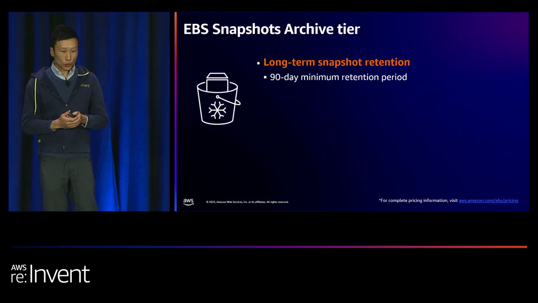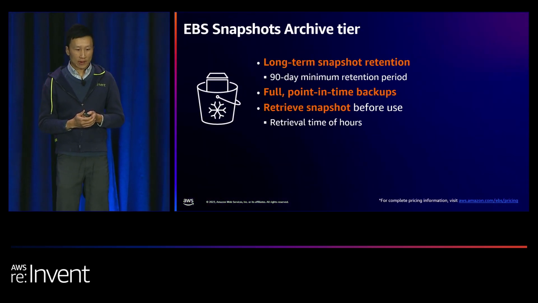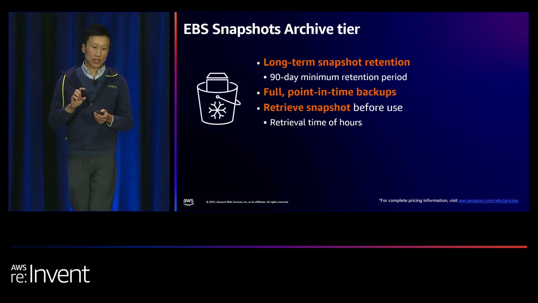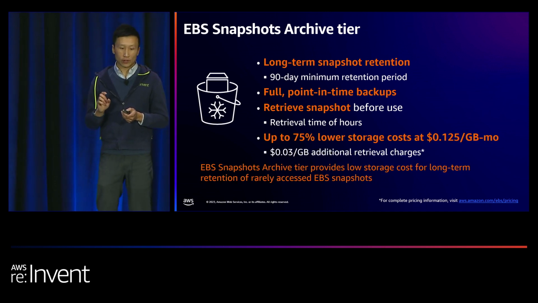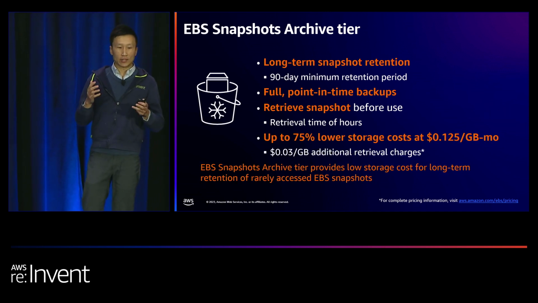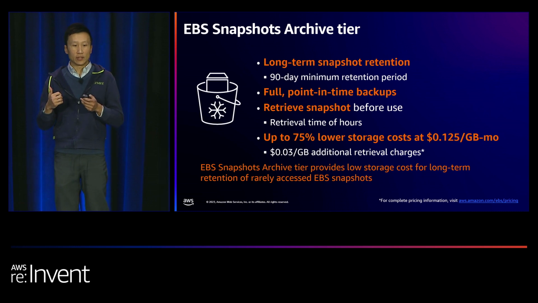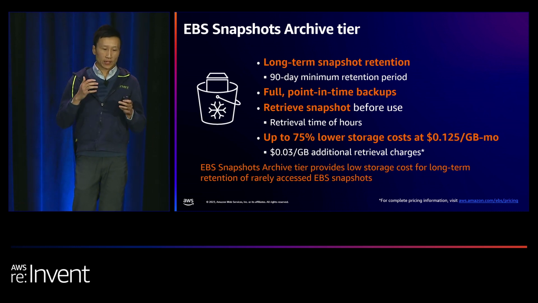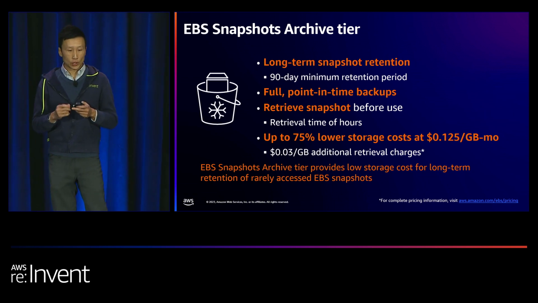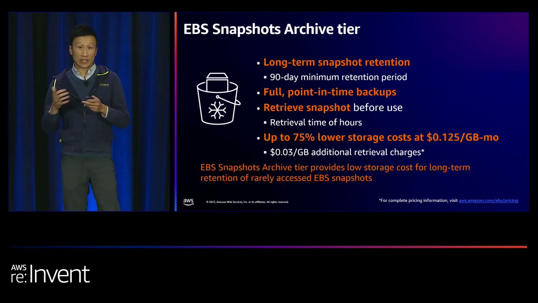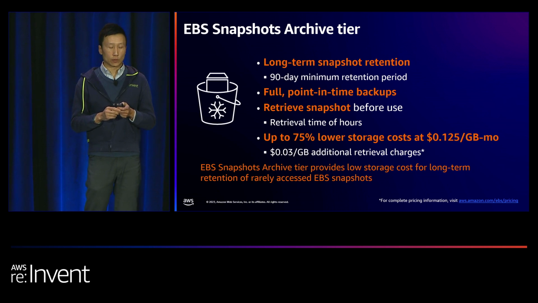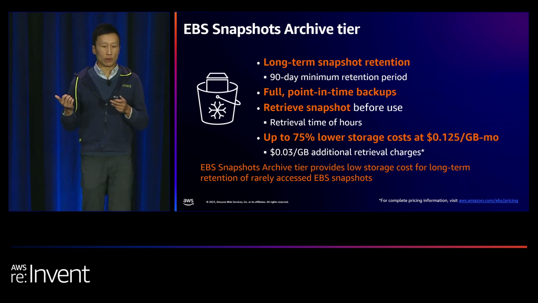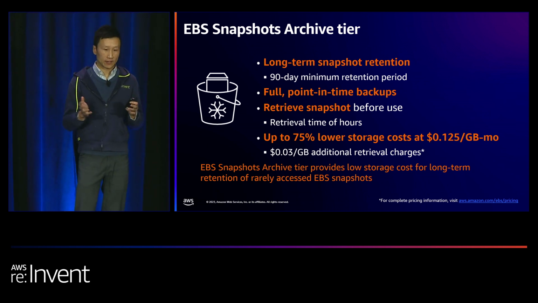Lastly, I do want to also mention EBS Snapshots Archive. We actually launched the EBS Snapshots Archive tier a couple of years ago at re:Invent, but cost and EBS snapshots continue to be on top of our customers' minds, right? So I just wanted to remind customers that we do have the EBS Snapshots Archive tier, which is a lower cost storage tier for EBS snapshots aimed at customers who have long-term retention requirements of snapshots greater than 90 days.